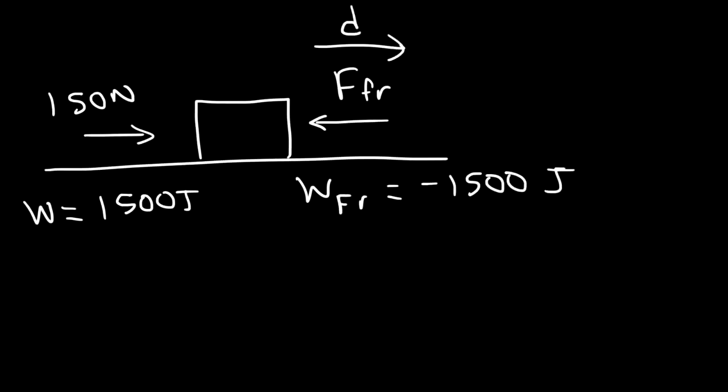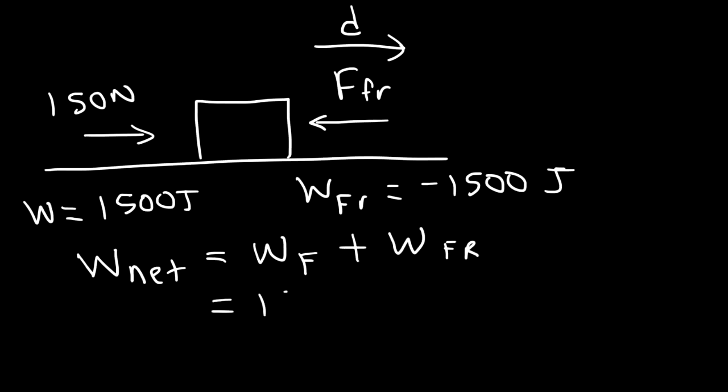It's negative because the frictional force is opposite to the direction of the displacement vector. And also, friction tends to slow things down. It tends to decrease the kinetic energy of an object as opposed to increasing it. So the net work done on the crate is the sum of the work done by the force plus the work done by the frictional force. So it's going to be positive 1500 plus negative 1500. So the net work done on the crate is zero.